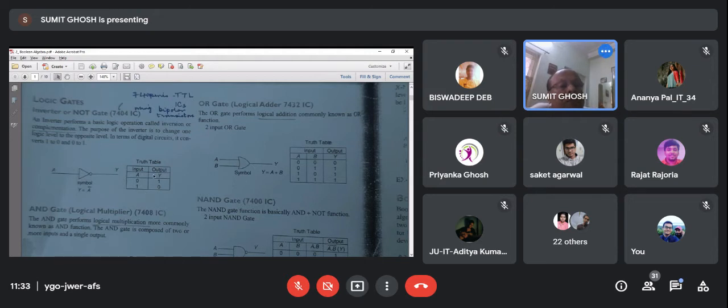So this is called the truth table, the representation of the different combinations of output for different combinations of input. Rather, I should say combinations of outputs. The outputs for different combinations of inputs give the truth table. The symbol is like this, an arrow type of thing with a bubble, which represents the complementation.